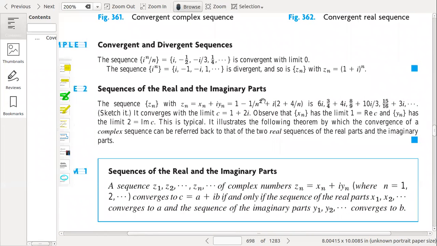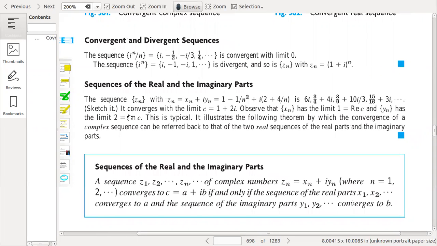Sequence of the real and the imaginary parts. The sequence Zn with Zn equal to xn plus iota yn, equal to 1 minus 1 over n squared plus iota times 2 plus 4 by n, is 6 iota, 3 by 4 plus 4 iota, 8 by 9 plus 10 iota by 3, 15 over 16 plus 3 iota. It converges with the limit c equal to 1 plus 2 iota. Observe that xn has the limit 1, equal to the real part of c, and yn has the limit 2, equal to the imaginary part of c.